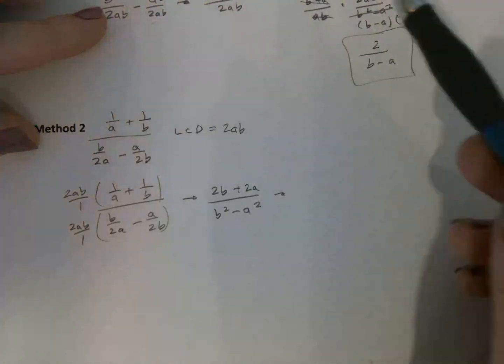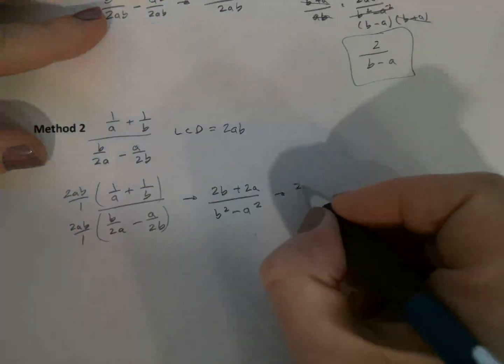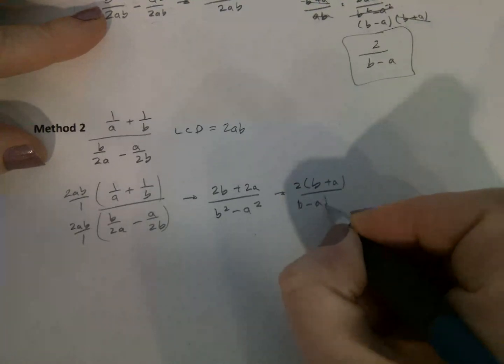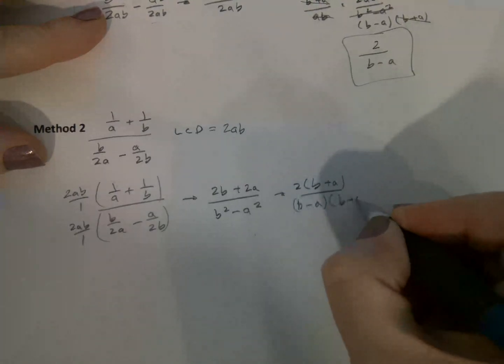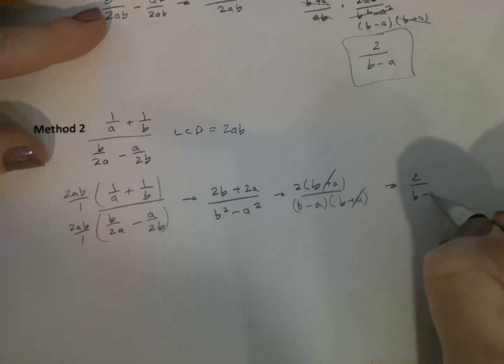I'm then going to factor this. Now, I don't have to write it again using the division symbol because I just have one fraction. But if I factor it, I end up with this. And then when I cancel, I get 2 over B minus A.